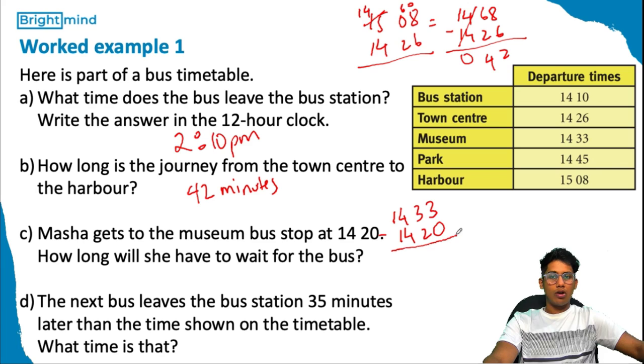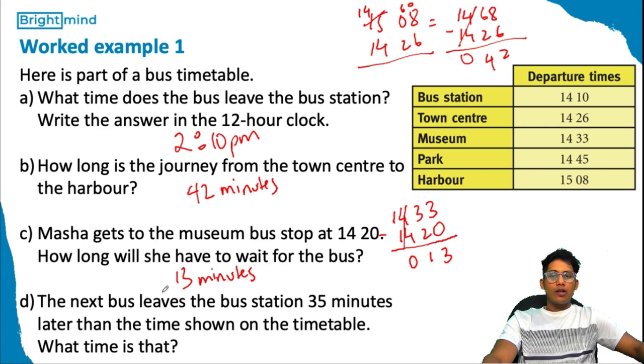They want to know how long she will have to wait. So we just have to find the difference between the departure time and the time she arrives, so that we can see how long she'll have to wait. 33 minus 20 is 13. So she has to wait for 13 minutes before the bus leaves.